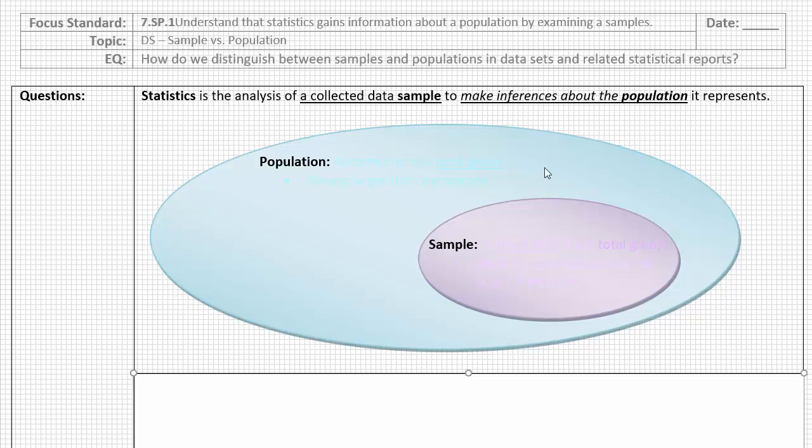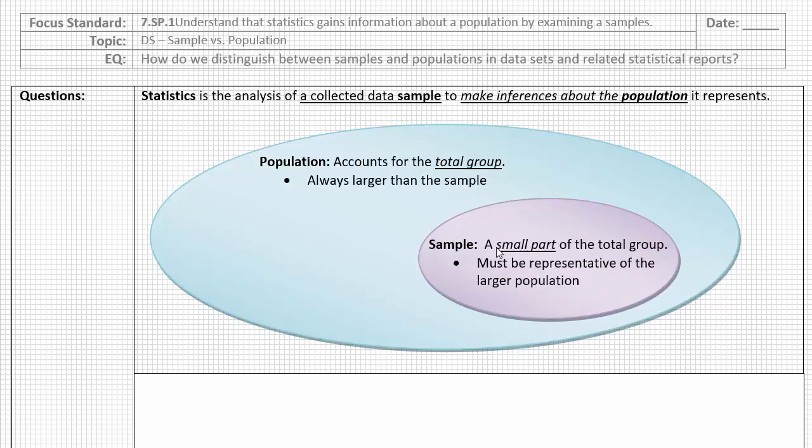So here's one visual way to think about it. We start with the population. The population accounts for the total group, everything that could be included in whatever group is wanting to be studied, and it is always larger than the sample. The population accounts for every piece of data that could be included in the group that we want to study. And the sample is a small section of that. That's why we used a smaller circle inside of this larger blue circle.